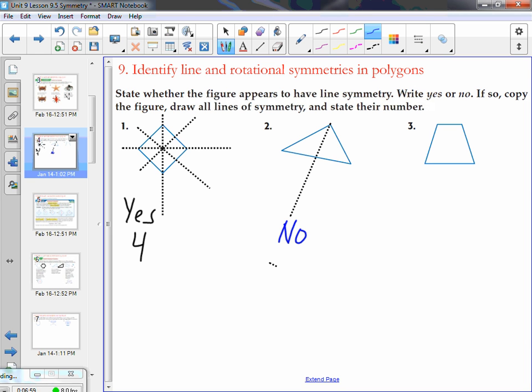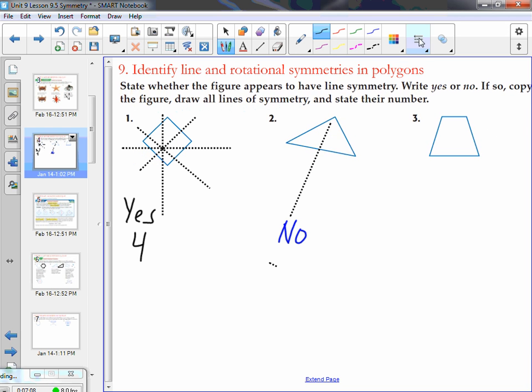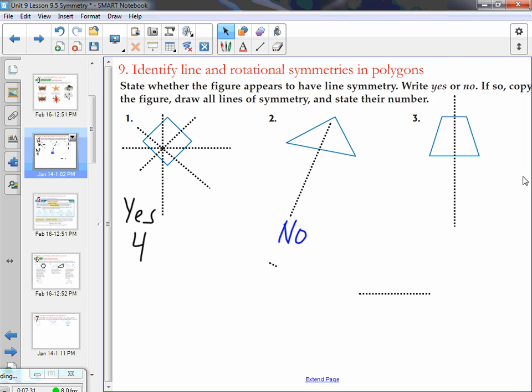And number three, what do you think? Really? No, no. Come on, make your line. Wow, this is getting frustrating. Like that? Oh, not like that. Yeah, like that. Well, I'm off center, but yeah. So, yeah, it does have line symmetry, so the answer is yes.